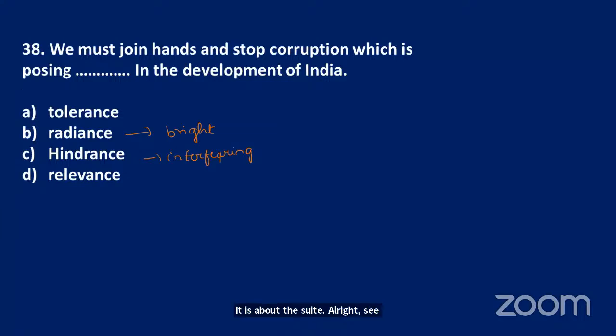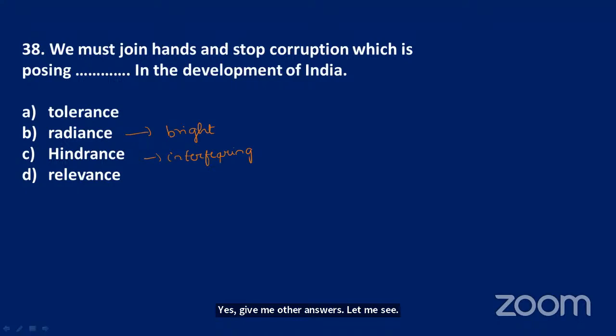We must join hands and stop corruption, which is posing dash in the development of country. So tolerance is what generally we tolerate. Radiance is something bright. Hindrance is something which interferes. You know, it is giving us some trouble, or it is relevant. Yes, give me your answers. Let me see.